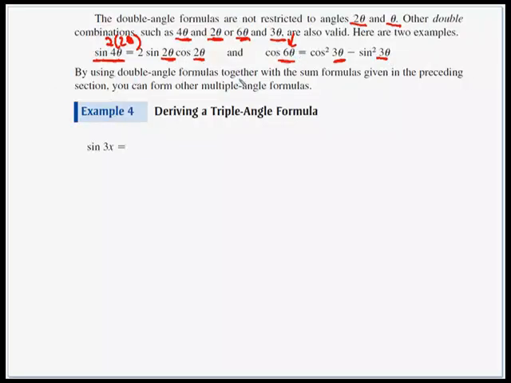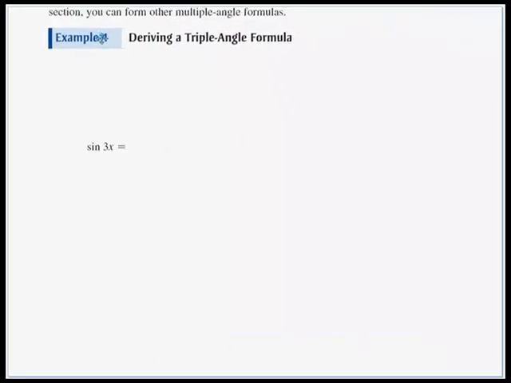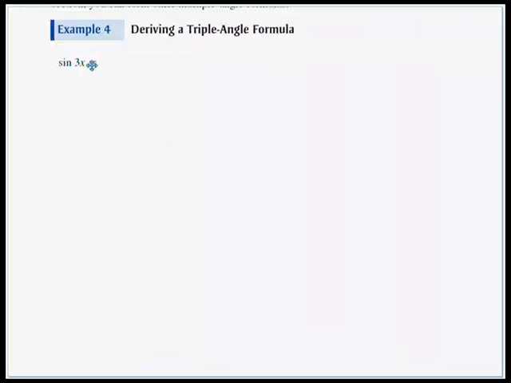By using double angle formulas together with the sum formulas given in the preceding section, we can form other multiple angle formulas. Here in example 4, we're going to derive our own triple angle formula. So we're given the sine of 3x. We can replace that as the sine of the quantity 2x plus x. I just took the 3x and broke it into 2 component pieces. And now we have the sine of a sum.